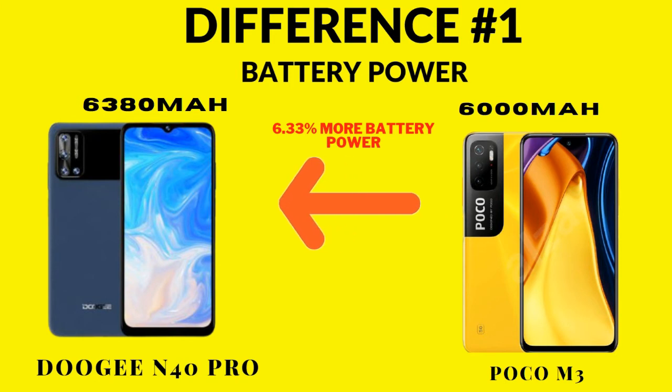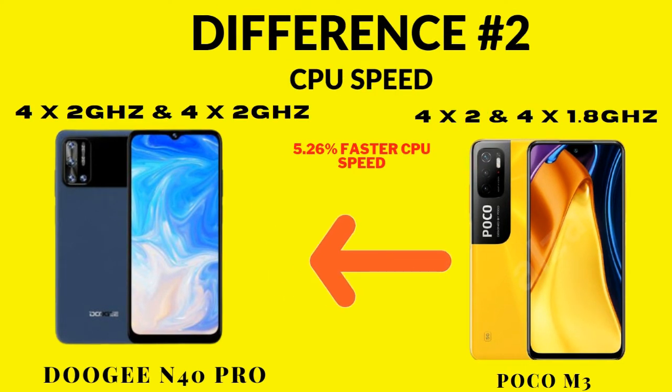Moving on to difference number 2, CPU speed. Doogee N40 Pro has a CPU speed of 4x2 GHz and 4x2 GHz, whereas Poco M3 has a CPU speed of 4x2 and 4x1.8 GHz. So this makes Doogee N40 Pro 5.26% faster CPU speed phone than the other one.